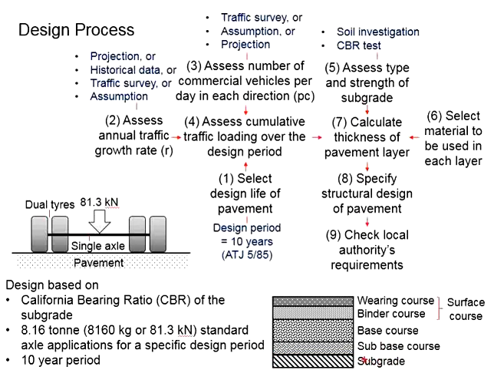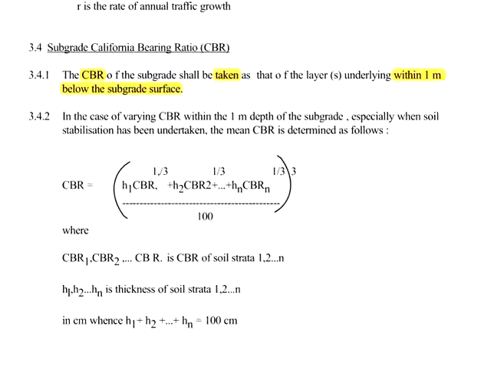The CBR value should be taken on the subgrade. It needs to be within 1 meter from the surface of the subgrade, so that the CBR value acquired can represent the bearing capacity of the subgrade more accurately. You will need to get several samples to determine the CBR values for the subgrade.